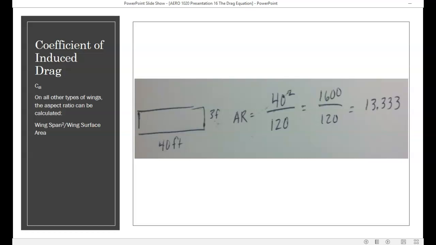If you don't have a rectangular wing, you could still calculate aspect ratio using a different calculation, that is the wingspan squared divided by the area of the wing. In this case, that would be 40 squared divided by 120, or 1600 divided by 120, and you get the same result, 13.333.